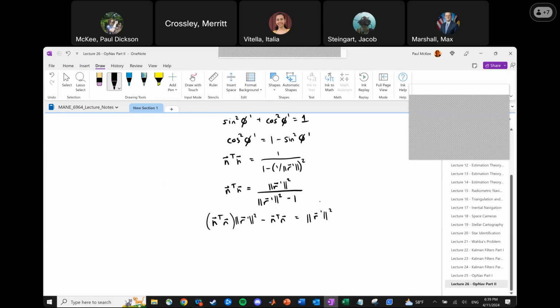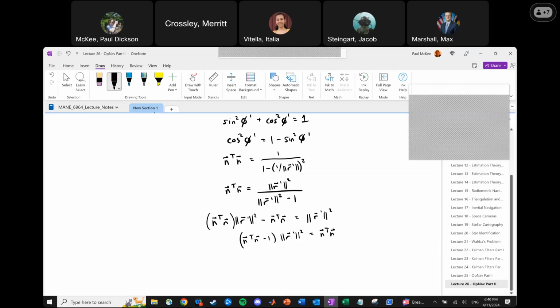And if we rework this, what we get is n transpose n minus 1 times the norm of r prime squared is equal to the norm of r prime. I'm sorry, I have this the other way around. I skipped a step. I was trying to do some fancy footwork here. This equation is true, but actually it is the other way around.